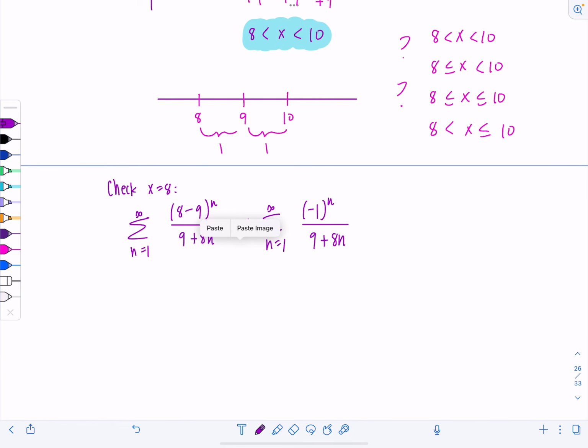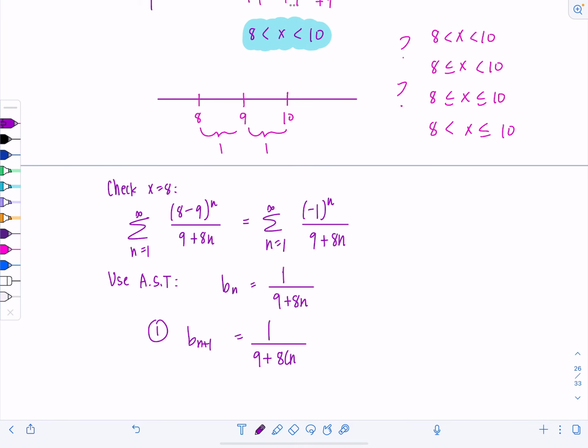Well, this is an alternating series, so let's use the AST. What's b_n? b_n is everything without that (negative 1) to the n. So it's just 1 over 9 plus 8n. So can I show b_n is decreasing? Yeah, b_(n+1) is 1 over 9 plus 8 times (n plus 1). So since the denominator is getting bigger, of course, that's less than the original.